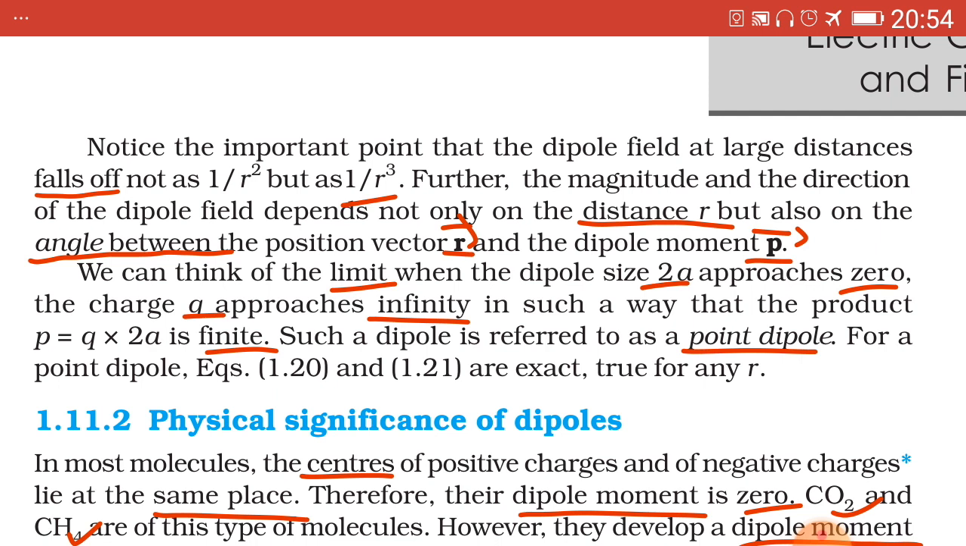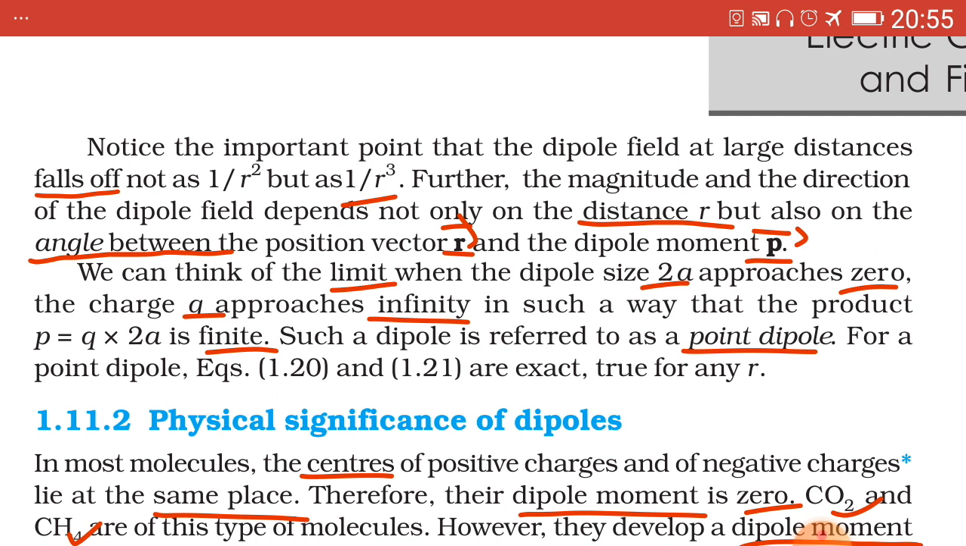The magnitude and direction of the dipole field depends on the distance r and also on the angle between the position vector, small r vector, and the dipole moment, small p vector, that is, the angle between small r vector and small p vector. Next point.